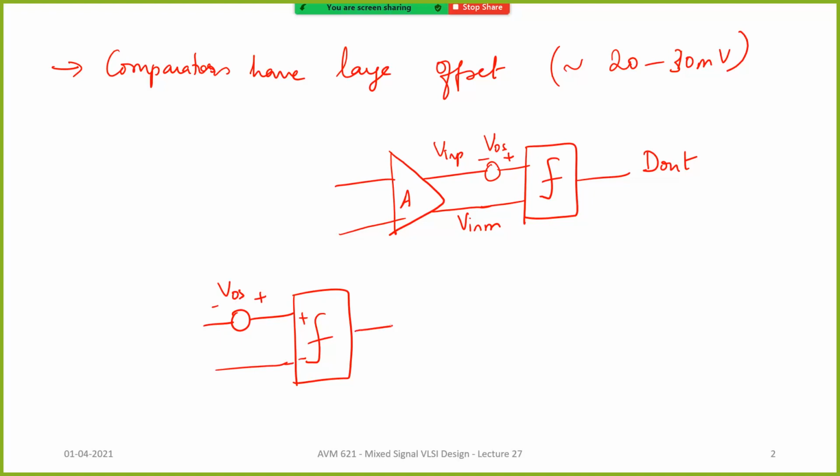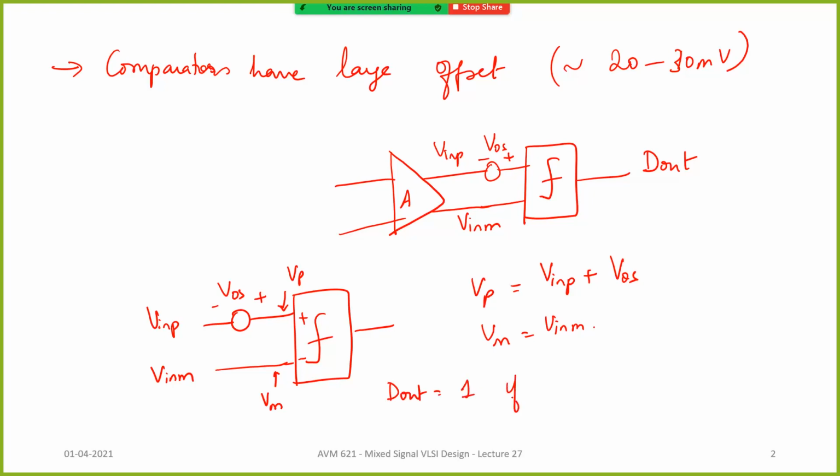What does it mean? It means that if V in P and V in M, so the actual Vp and Vm here, what is Vp? Vp can be written as V in P plus VOS, correct? And of course, Vm is nothing but V in M. Now, the comparator D out will be 1 if Vp is greater than Vm, which basically means that V in P plus VOS is greater than Vm.